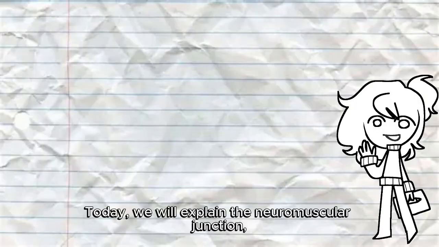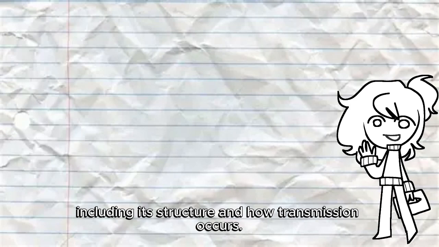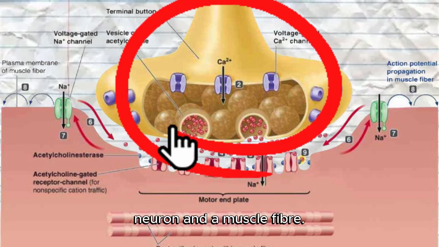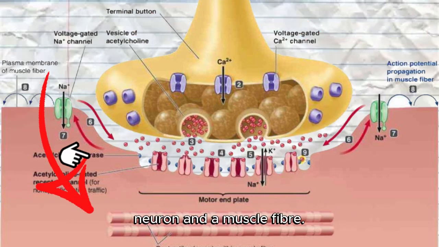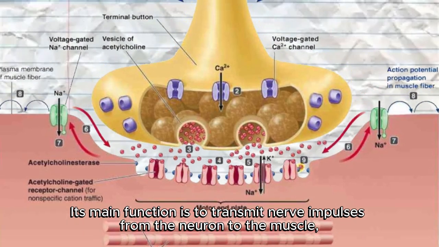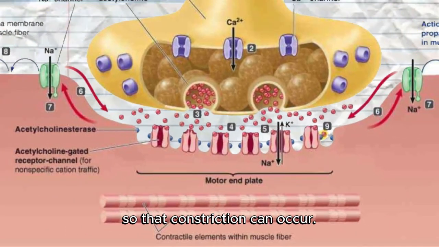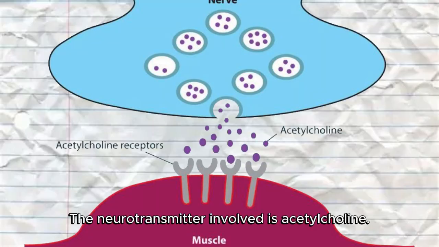Hello everyone, today we will explain the neuromuscular junction, including its structure and how transmission occurs. The neuromuscular junction is the junction between a motor neuron and a muscle fiber. Its main function is to transmit nerve impulses from the neuron to the muscle so that contraction can occur. The neurotransmitter involved is acetylcholine.